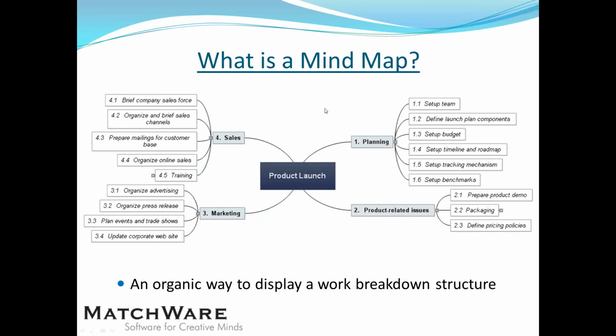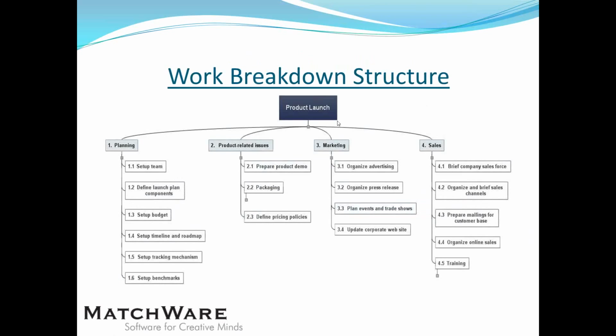For those that aren't, what is a mind map? It just starts in the middle and explodes outwards like a spider diagram. Essentially, it's an organic way to display the WBS. So you're going to have deliverables and work packages. Again, it's the same information. One's organic and one is linear.